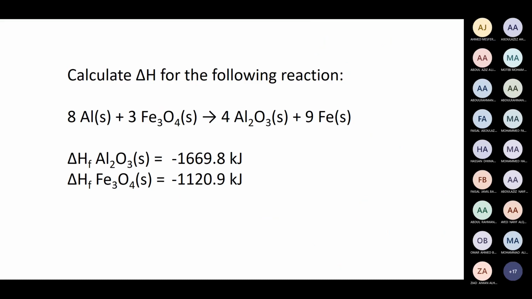Good. Very quickly, solve this question. Before you start, what's the heat of formation of aluminum? 0. If it's an element by itself, it's 0. How about iron? Also 0. So what's the heat of reaction? By the way, what's this RXN? Reaction. Good. What's the answer? Quickly.